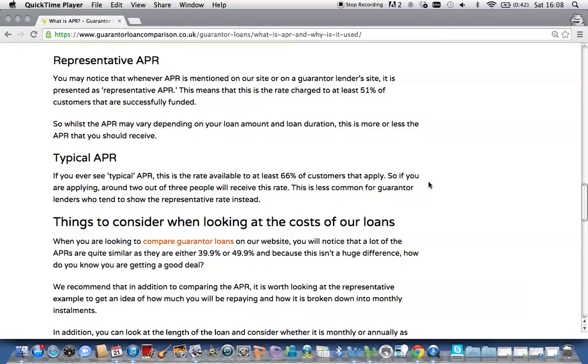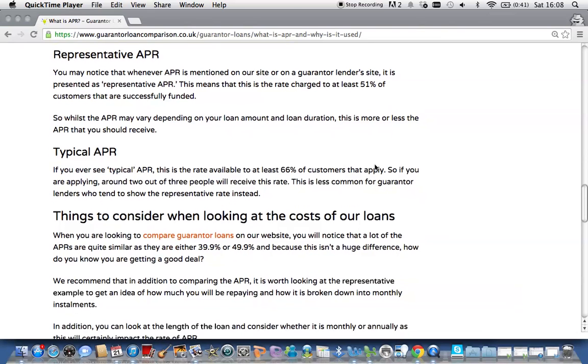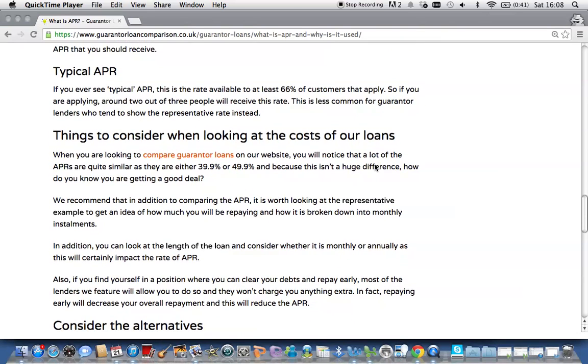Now, this is the APR that is offered to at least 51% of customers that are successfully funded. So even though your loan may be a bit longer, or it may be shorter, or you may borrow a certain amount and so forth, more or less that representative APR is what you should receive. The typical APR is not really used that much for guarantor loans, but it is used elsewhere, and it's the rate that is offered to at least 66% of customers that apply.